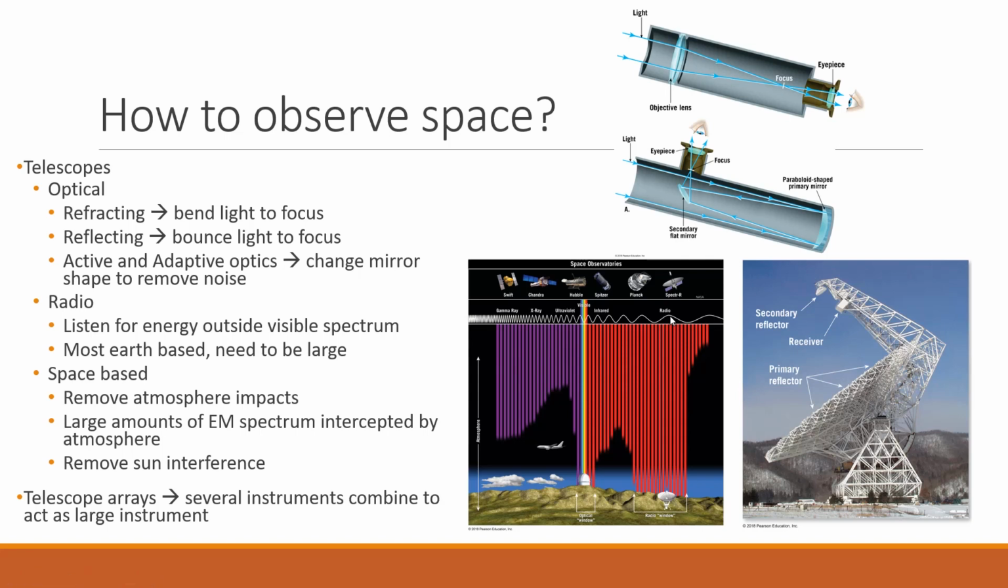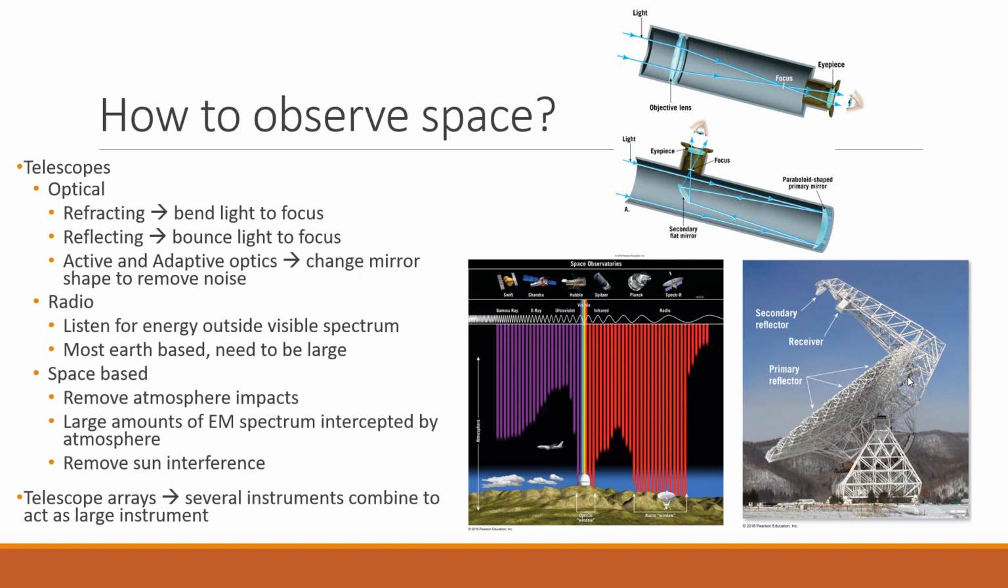Radio telescopes have to be very large because they are trying to catch this very broad energy. So they tend to be Earth-based because they're very big. Here's a radio telescope. They are large. So they are not going to be space-based typically because it would be very difficult to send one of these up into orbit.